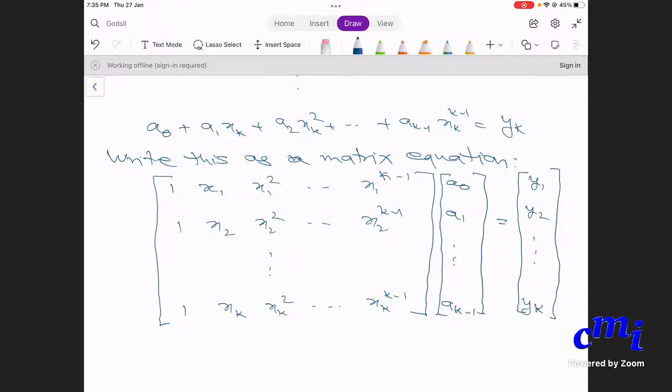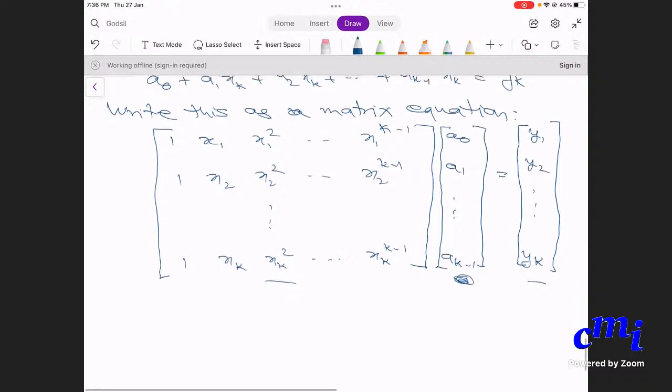Again, let me remind you, the variables are a0 up to ak minus 1. That is what we are trying to solve for, and the x's and y's are known. So you know this matrix, you know this vector, and you want to find this one. We also know when this has a solution. It has a solution if you can invert this matrix. This is a k by k matrix, and if it is invertible, then it will have a solution.